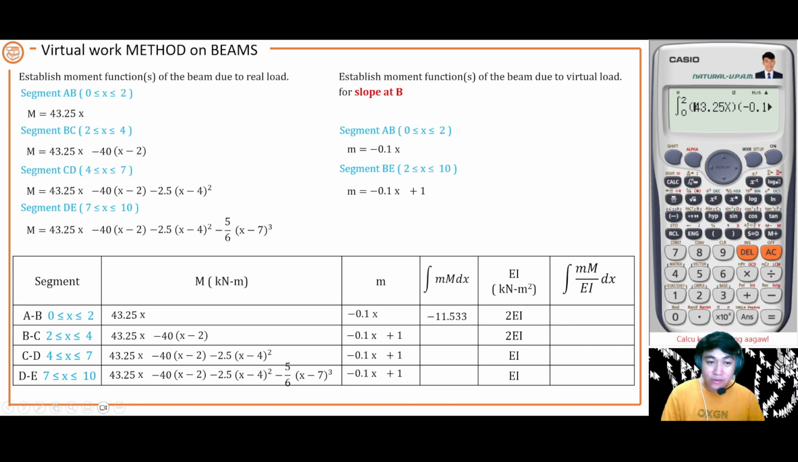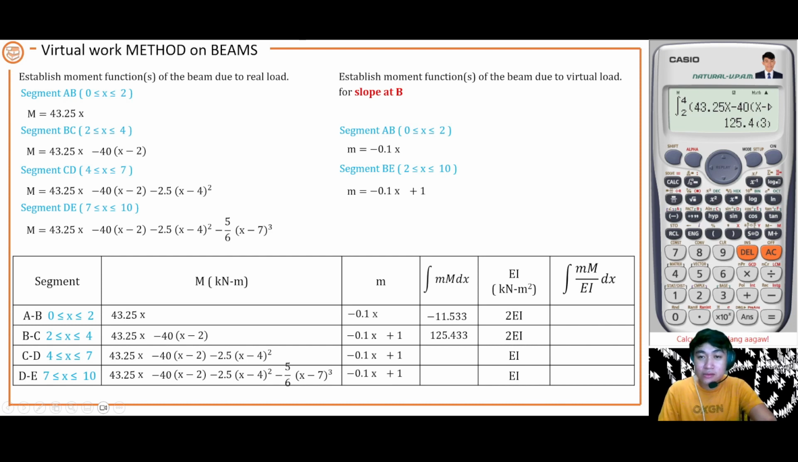Next segment, B to C. For B to C, we have 43.25x minus 40(x minus 2), then for your small letter m, negative 1x plus 1. The limit will be from 2 to 4. The answer here is positive 125.433.